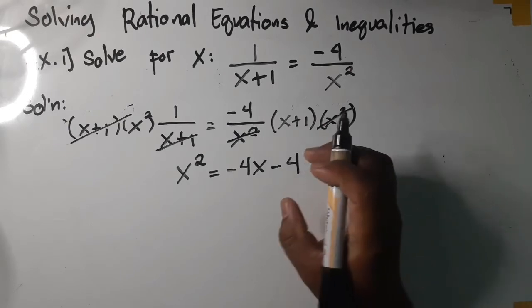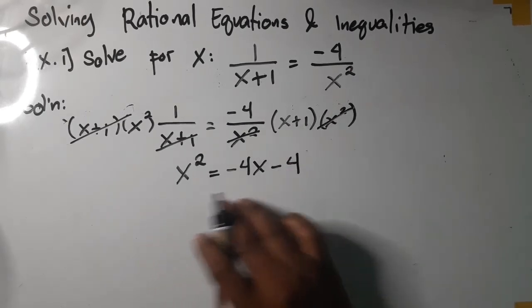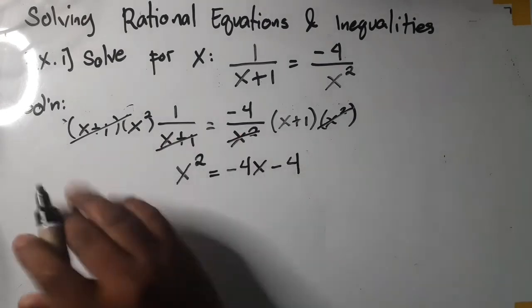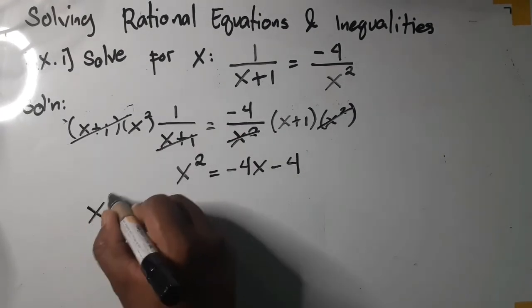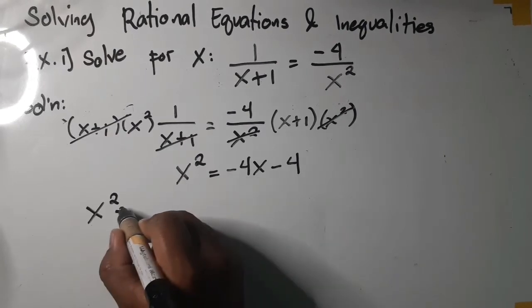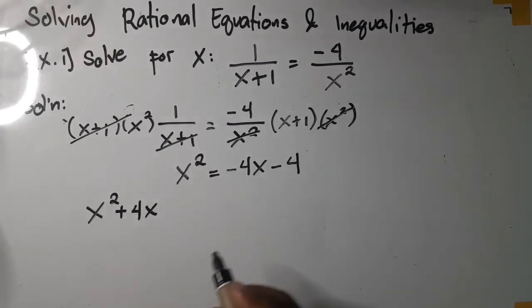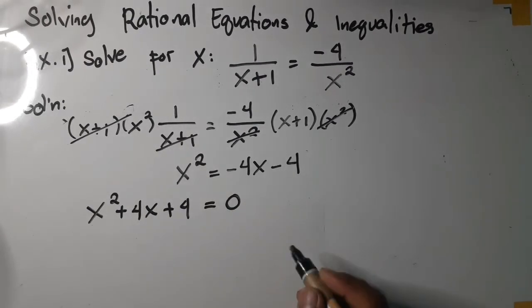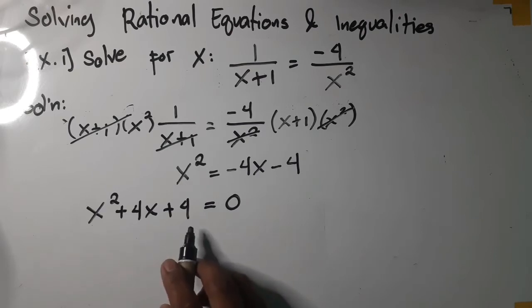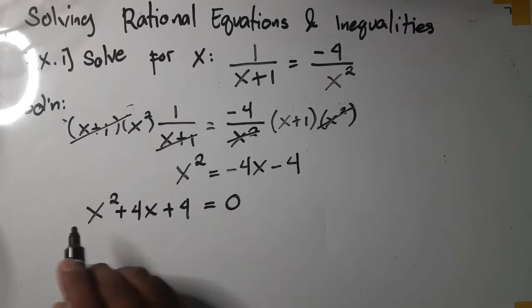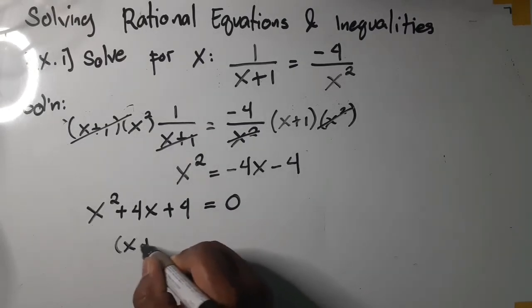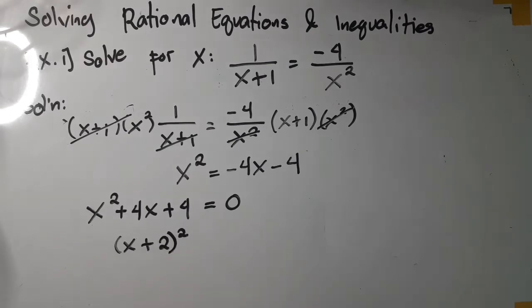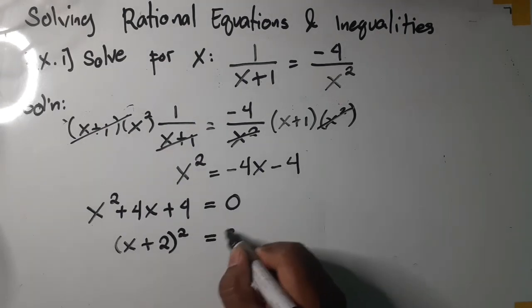So since this is a quadratic form, it must be in standard form. So all terms must be on one side only. So you have x squared, from negative 4x you have positive 4x, and from negative 4 you have the positive 4, equal to 0. So this is the standard form. Notice x squared plus 4x plus 4 is factorable, and the factor for this one is x plus 2 squared, or the square of x plus 2. So this is equal to 0.